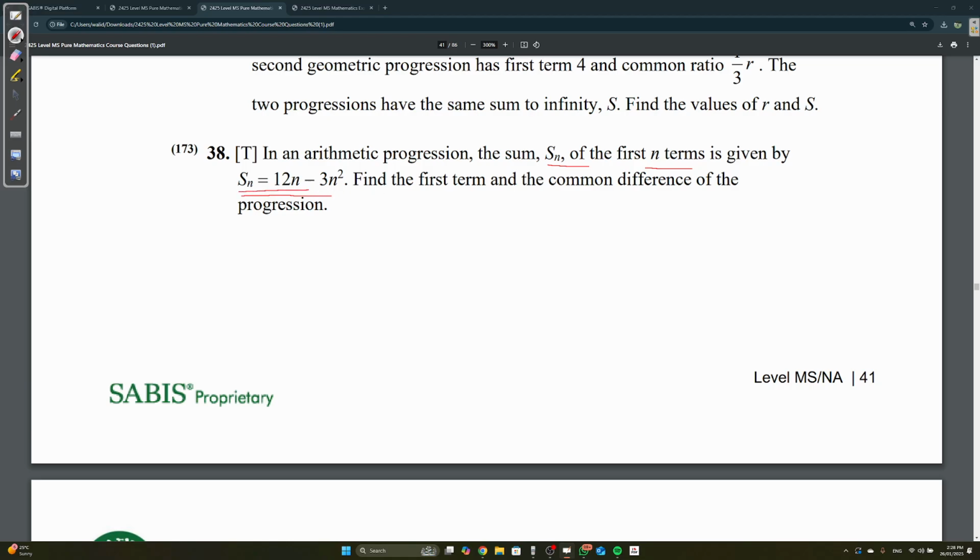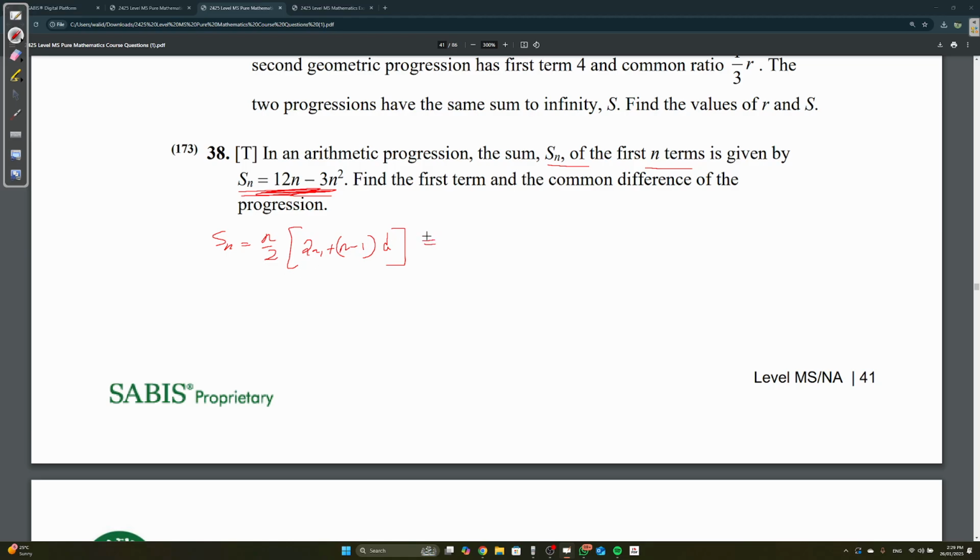Okay, I guess we don't really have much to work with other than this. So they told us Sn is equal to 12n minus 3n squared. And what do we know Sn is equal to? n over 2, 2a1 plus n minus 1 d. Yeah, so I guess we're going to work with this. So we're going to distribute this n over 2 inside.